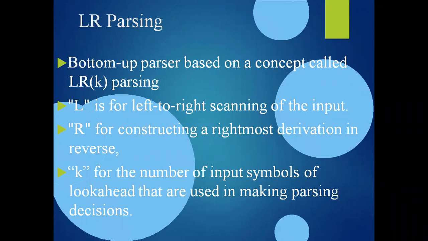This method is also called LR(k) parsing, and here is the abbreviation. The first L stands for scanning the input string from left to right. The R stands for the rightmost derivation in reverse. K is the number of input symbols, where K is either 0 or 1. Sometimes in one type of parsing technique we take 0, in others we take 1. So we use only either 0 or 1. This is the definition of LR parsing.